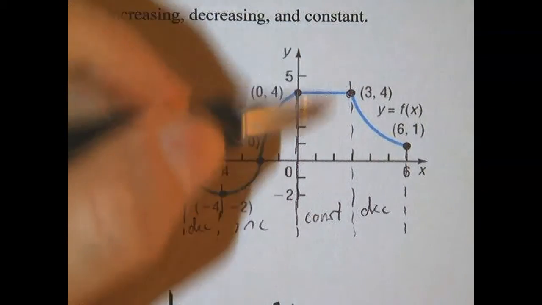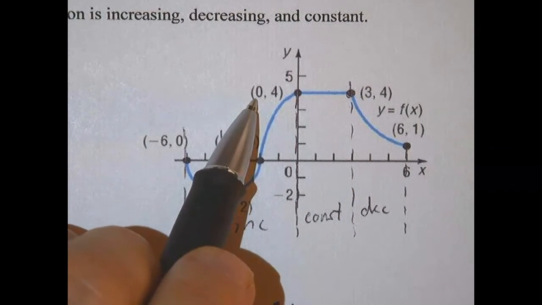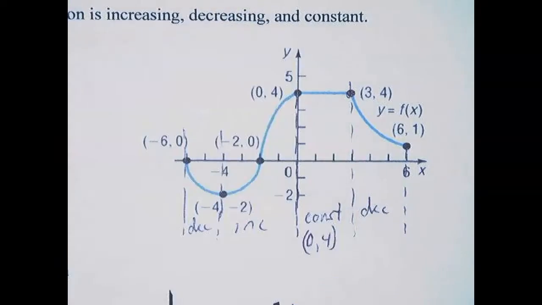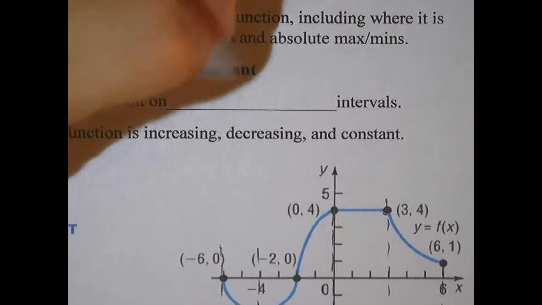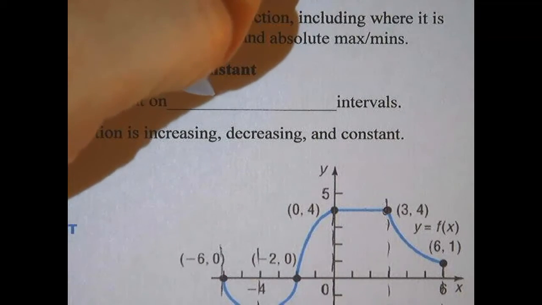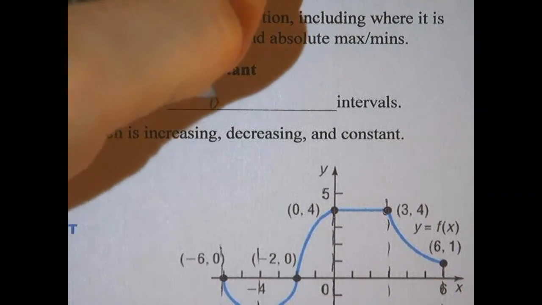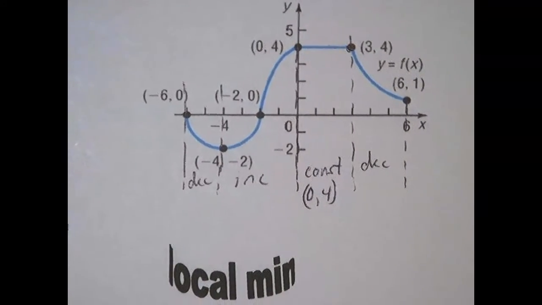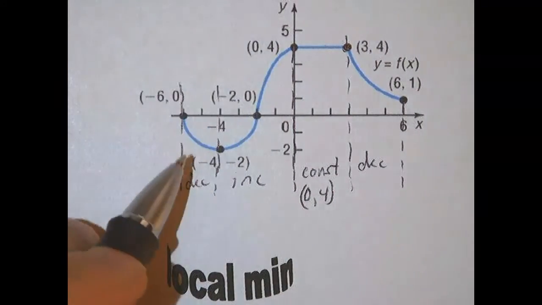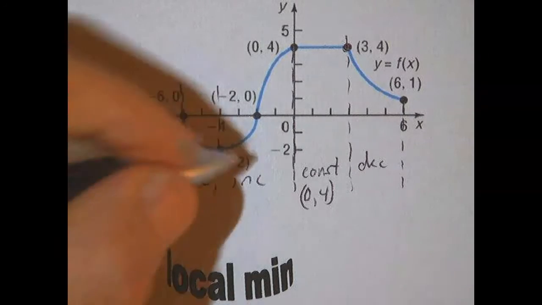So when we write these intervals, I'm not going to include the 3 in my interval, and I'm not going to include the 0 either. It's going to be constant from 0 to 4 as an open interval. The same is true for all of these, and that's the part up here that I left out because I wanted you to understand why first. Functions can only increase, decrease, or be constant on open intervals. No closed intervals there. All right, so it's going to be decreasing on the interval from -6 all the way to -4.